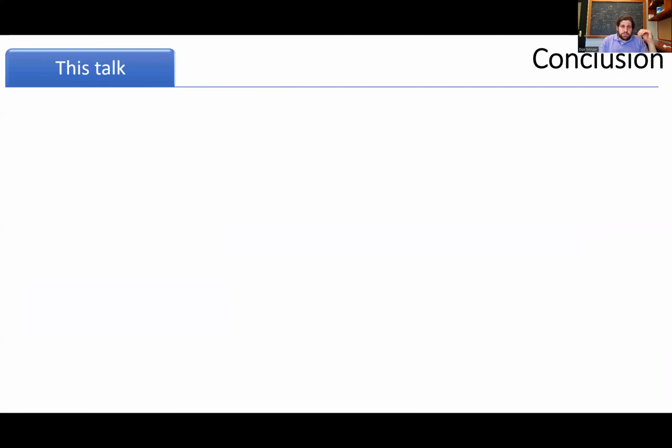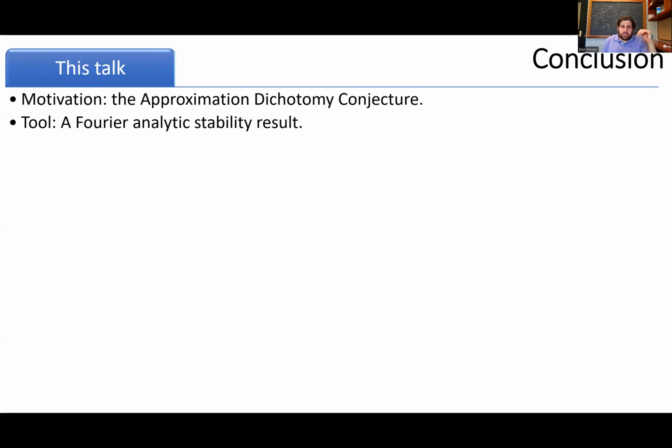So let me conclude this talk. In this talk, I talked about the approximation dichotomy conjecture, which is the main goal that we have in this line of work. And I presented a key tool that we have in this line of work, which is an analytic stability result about three-wise correlations.